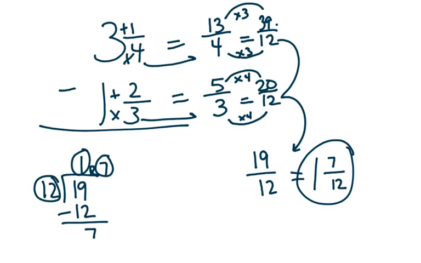Again, this only happens when you cannot subtract because the numerator on top is smaller than the numerator that's below it. So again, this is Unit 4, Level 3, adding and subtracting mixed numbers.